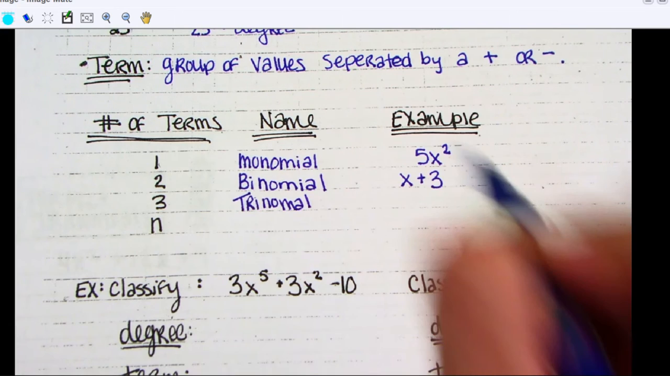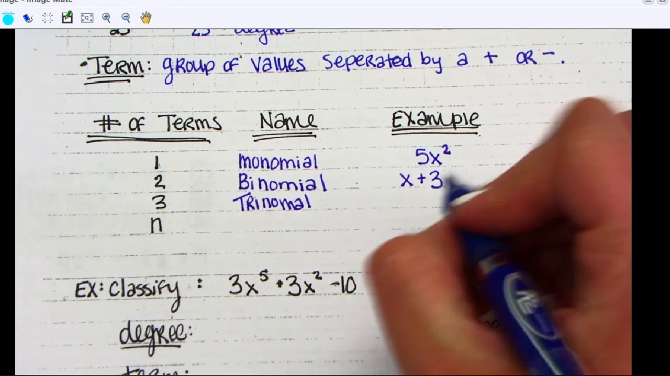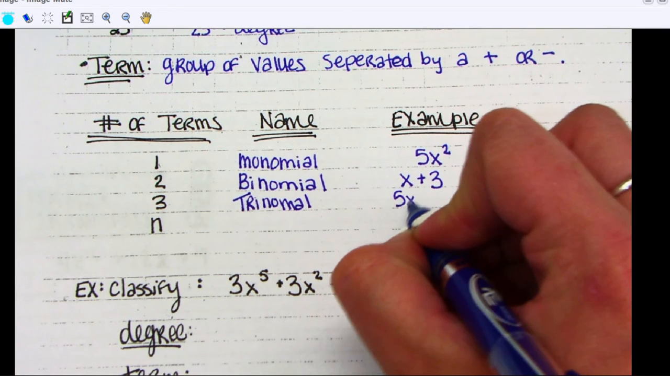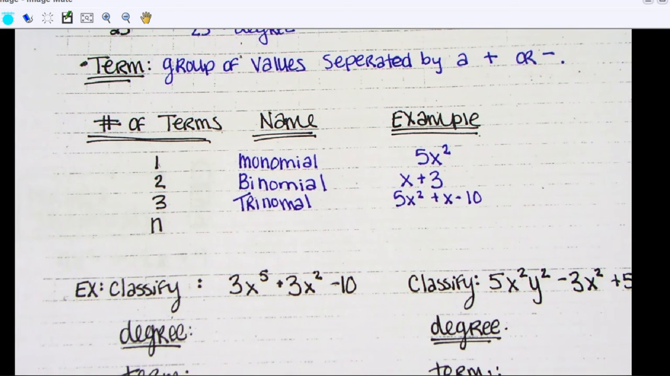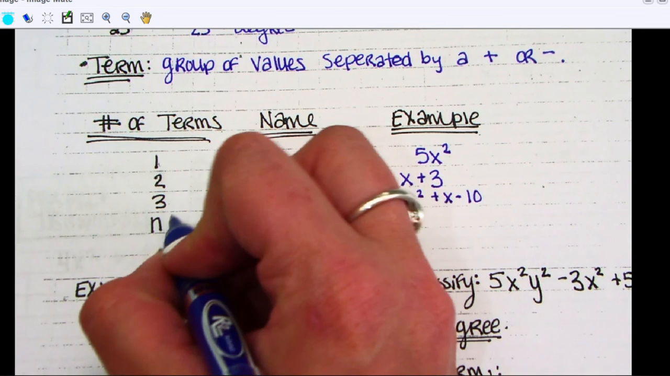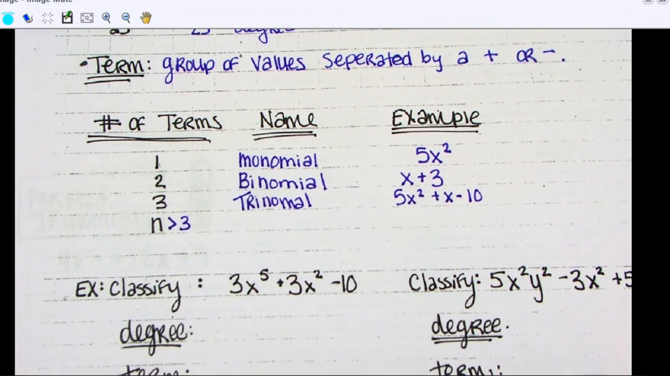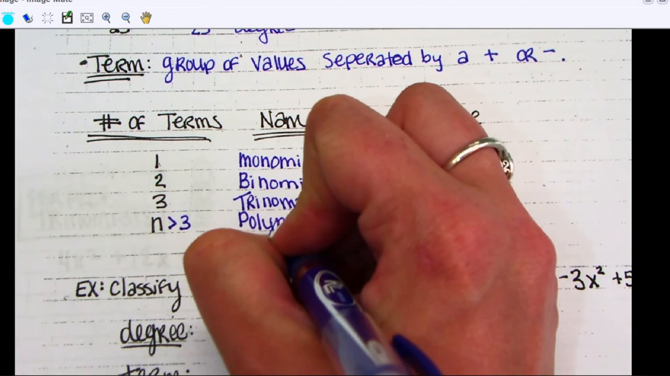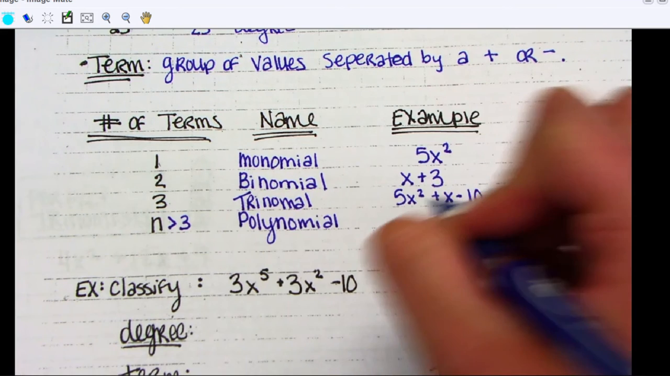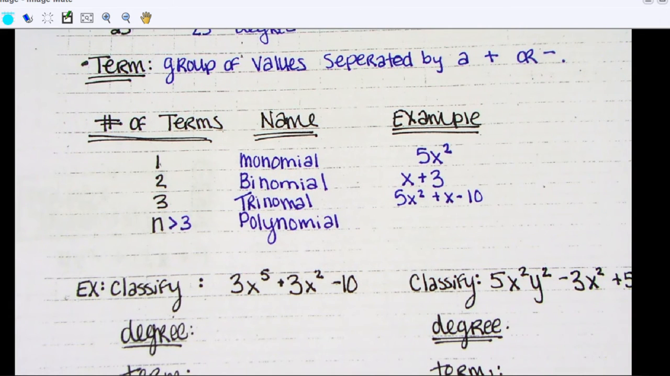When we factor, we usually factor trinomials. So that could be like 5x squared plus x minus 10. 3 terms. Anything larger than 3 terms, what do we call that? It is just a polynomial, yes. So anything larger than 3 is polynomial. Okay.